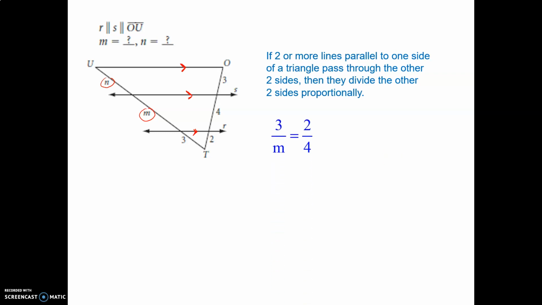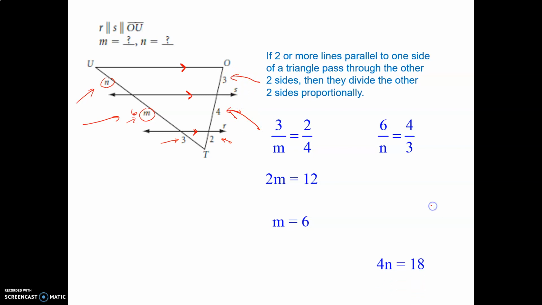So this is what I set up. 3 over M equals 2 over 4. Cross multiply, you get 2M is 12, M is 6. Okay, now I want to find out what N is. There are a couple of ways I could have done it. Since I just found out that this was 6, I decided to go 6 over N is equal to 4 over 3. Cross multiply, 4N equals 18, divide by 4, N is equal to 4.5.